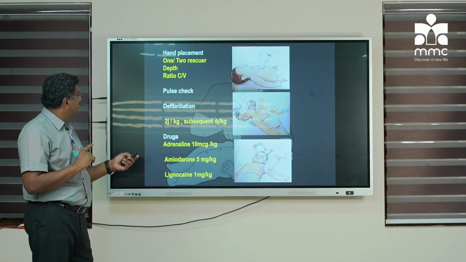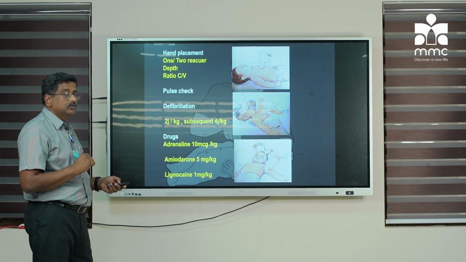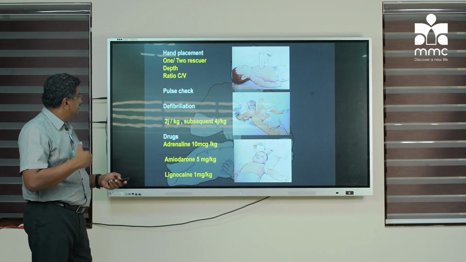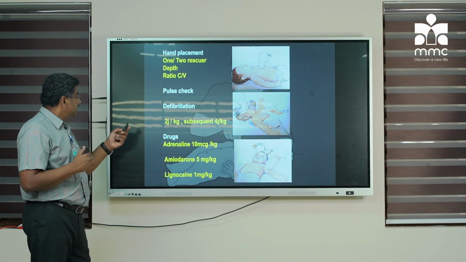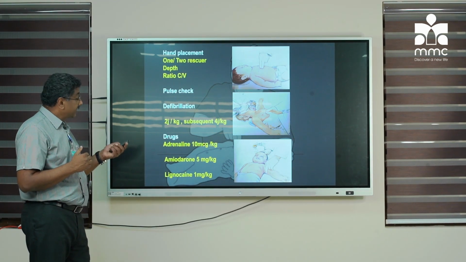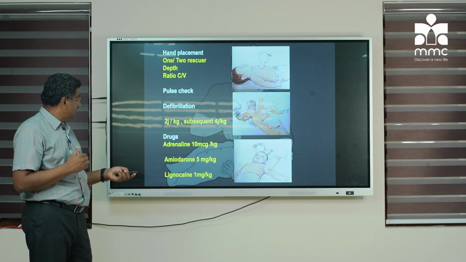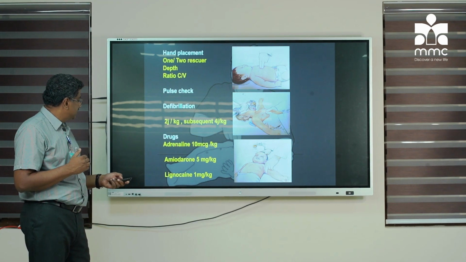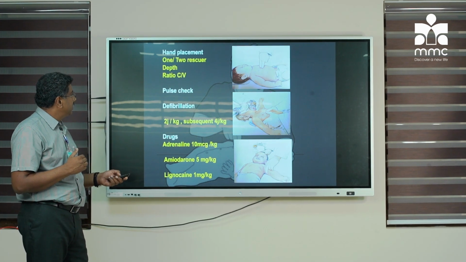Pulse check, as I have already told. Defibrillation is 2 joules per kg, subsequent 4 joules per kg. And the drugs are according to the kilogram: adrenaline is 10 microgram per kg, amiodarone 5 milligram per kg, and lignocaine 1 milligram per kg.